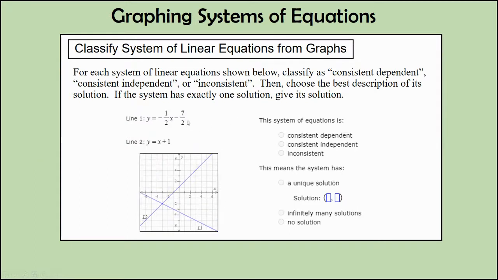And then our final example here. Here's my first line. Here's my second. Okay, we graph them both here. We can see they clearly intersect at one point. So that means I've got a consistent independent system. There's one unique solution, and that one solution is right here at -3, -2.